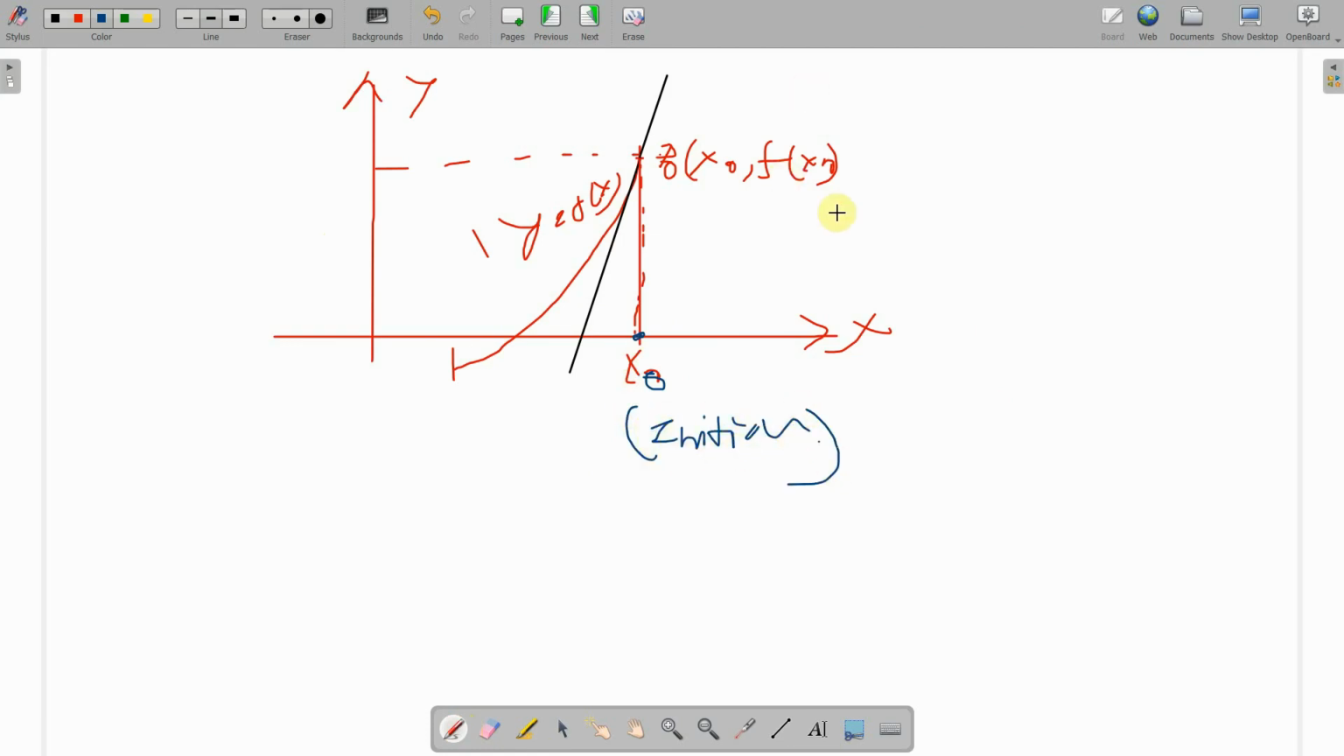Now for the Newton-Raphson method, after considering the p0 value, you will move towards the actual root. Where is the actual root? This point is the actual root.